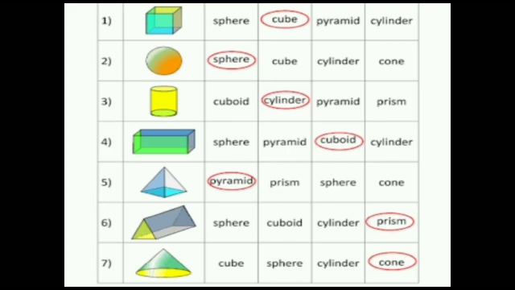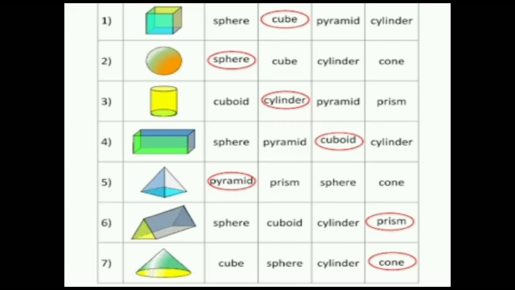Here is an activity for you. Let us identify the shapes and spell it. They have already circled the correct answer. So what is the first shape? Cube. C-U-B-E, cube. Second one is sphere. S-P-H-E-R-E, sphere. Third one is what shape? Cylinder shape. C-Y-L-I-N-D-E-R, cylinder. What is the fourth shape? Cuboid. C-U-B-O-I-D, cuboid. What is the fifth shape? Pyramid.